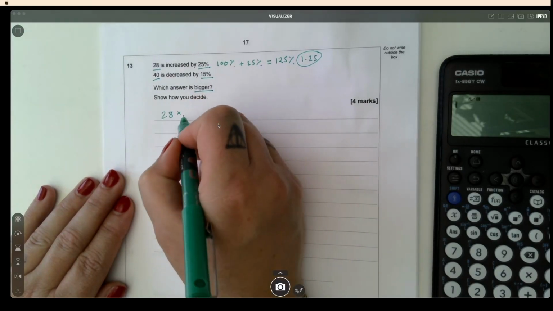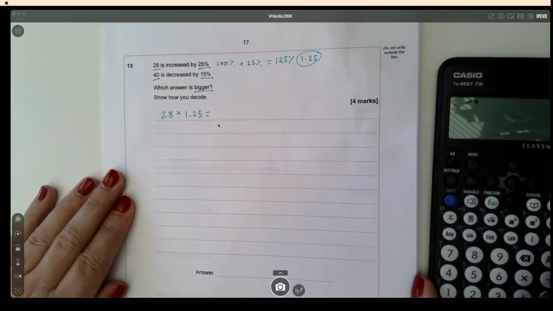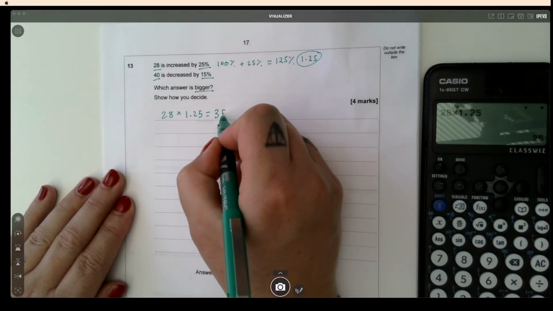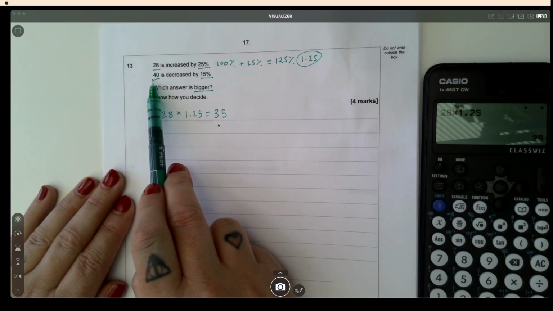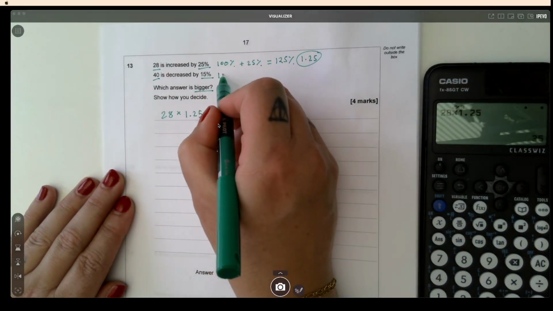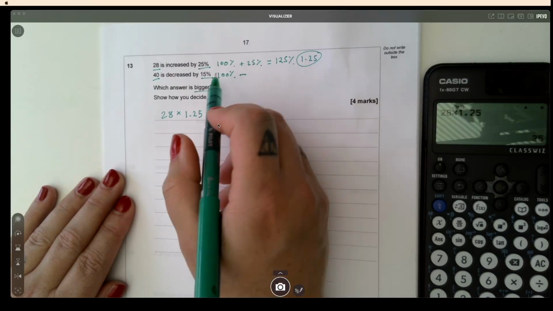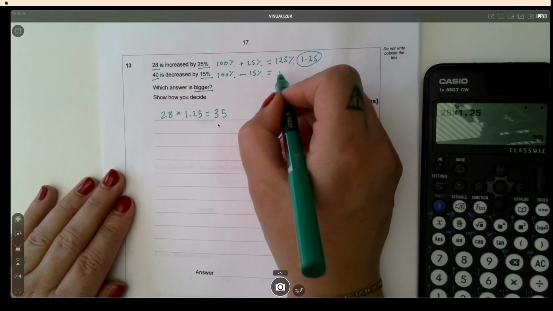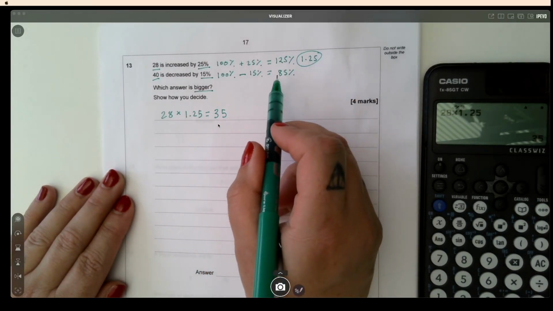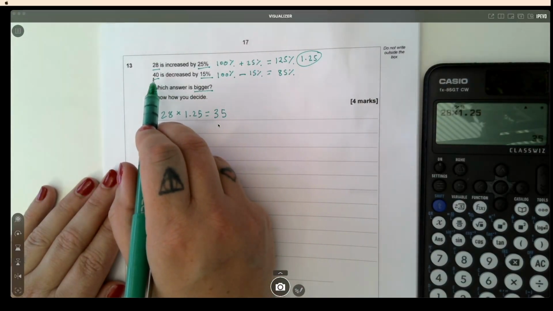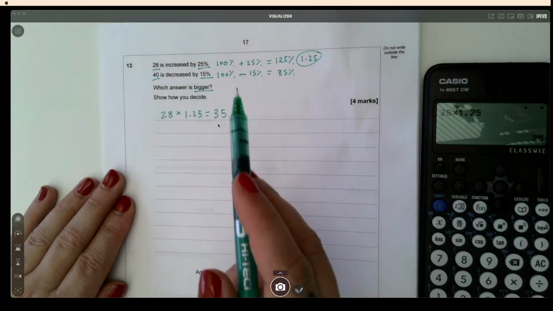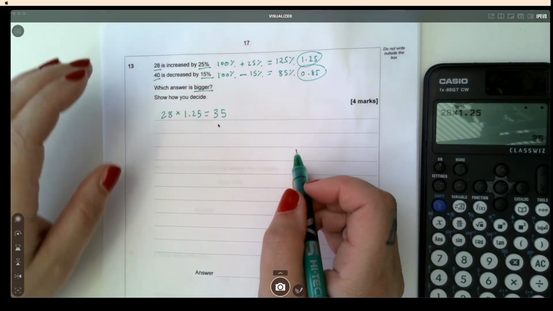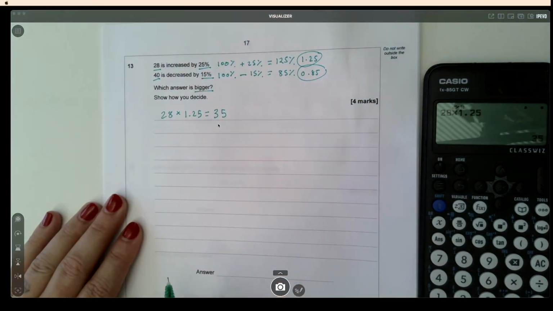So if I multiply 28 by 1.25, it's a calculator paper, gives me an answer of 35. So now I'm going to decrease 40 by 15%. So if I'm decreasing by 15%, I'm going to do 100% take away 15%. Well, 100 take away 15 is 85. So I'm looking for 85% of 40 because that will be 40 decreased by 15%. 85% as a multiplier is 0.85.